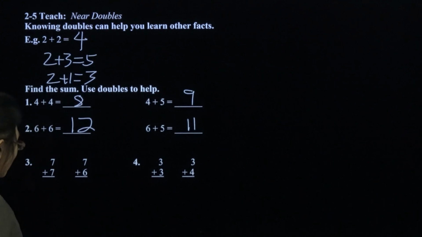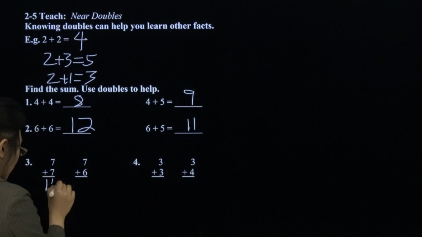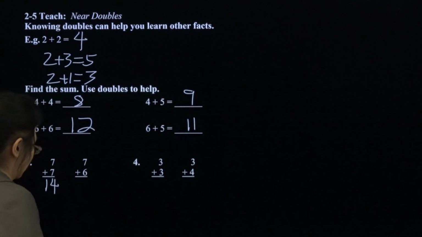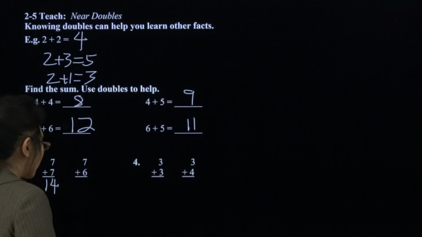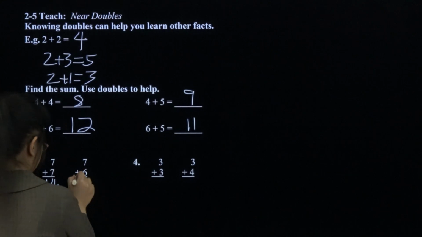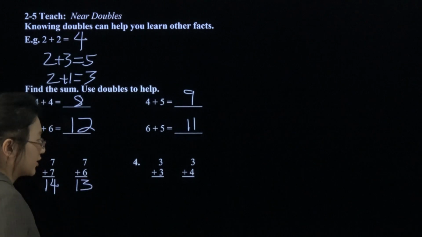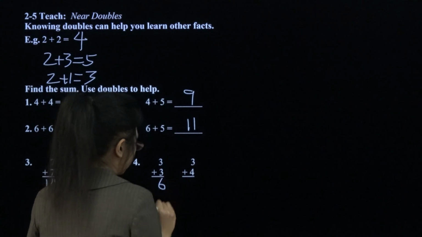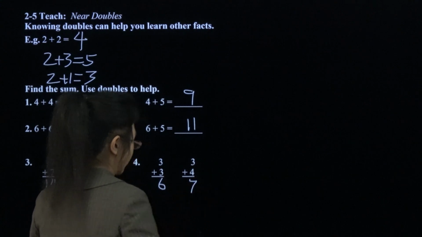Now 7 plus 7 is equal to 14. Now remember, guys, you still need to remember your single digit addition. 7 plus 6 is 1 less than 14. So it's 13. 3 plus 3 is 6. 3 plus 4 is 7.